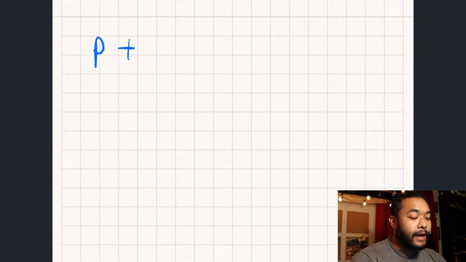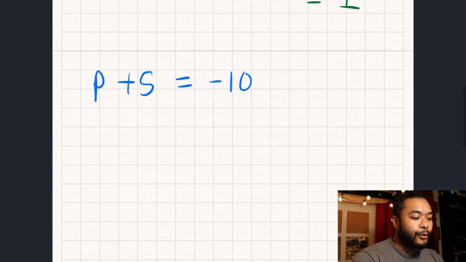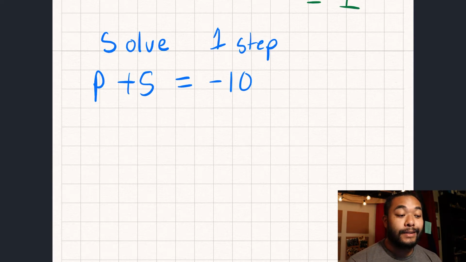The first thing is, if I have p plus 5 equals -10, usually the directions will say solve this, and this is a one-step equation. Solve this one-step equation, and that just means all we have to do is one thing and we'll solve it. And by solving, it just means getting p on one side all by itself.